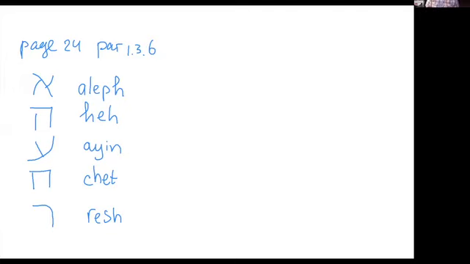Okay, these are the 4 letters, and you can read it. You can read the text yourself. The next lesson is paragraph on page 25, paragraph 1-4, and it's letters with dots.